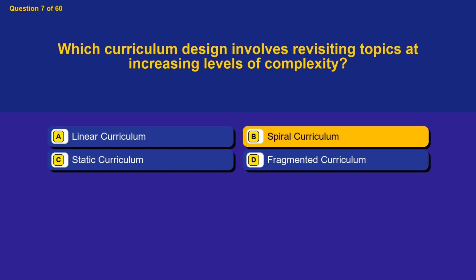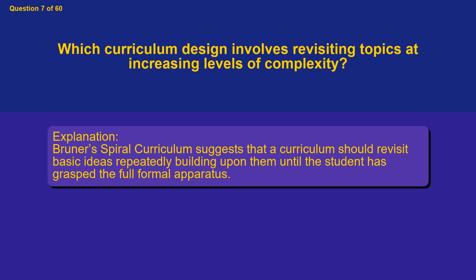The correct answer is option B, spiral curriculum. Bruner's spiral curriculum suggests that a curriculum should revisit basic ideas, repeatedly building upon them until the student has grasped the full formal apparatus.